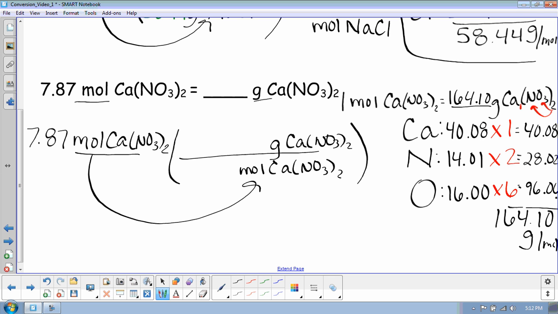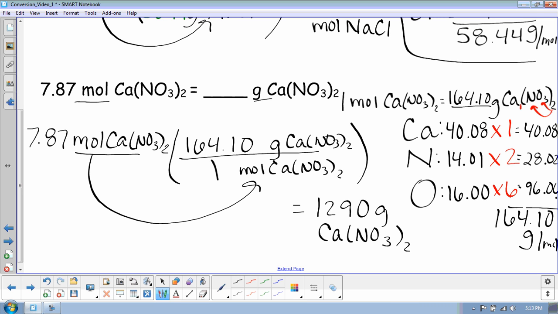And so now we're going to use our conversion factor once again. We have a 1 mole next to the Ca(NO3)2 and we have 164.10 grams of Ca(NO3)2. So here I have a number of moles and I have grams, and I'm going to multiply those together. And my final answer, because of the 7.87, is going to have 3 significant figures. So 7.87 times 164.10. So I end up with 1290 grams of Ca(NO3)2.